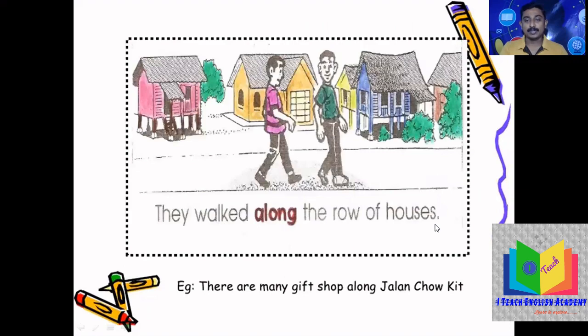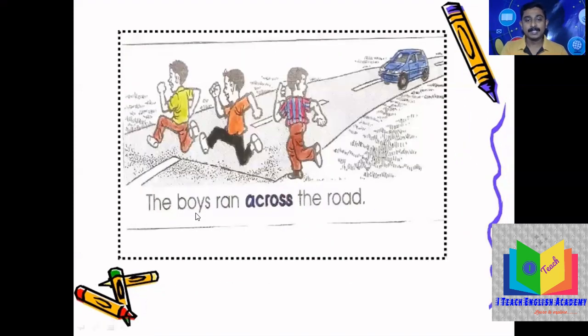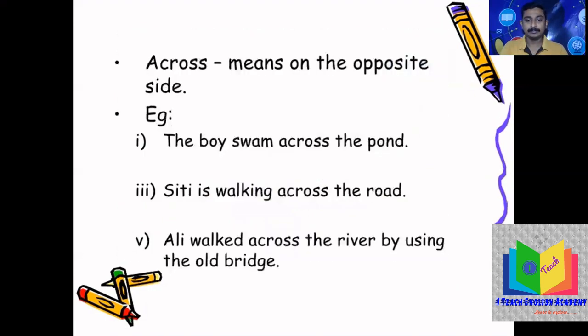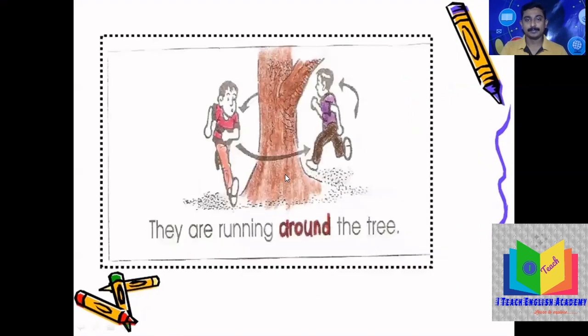They walked along the rows of the house. Along means parallel. A few houses are here and they are walking along the houses, along the row of houses. The boy ran across the road. Across means what? Just crossing, intersecting. Across means the opposite side. The boy swam across the pond. Siti is walking across the road. Ali walked across the river by using the old bridge. So across shows a crossing.